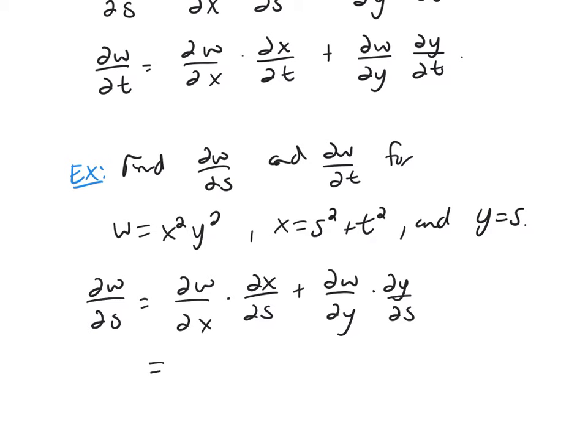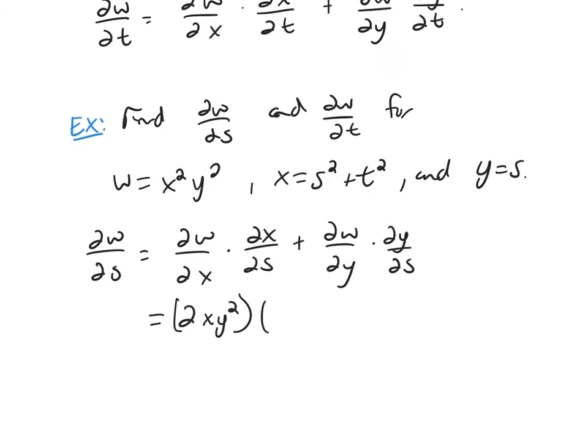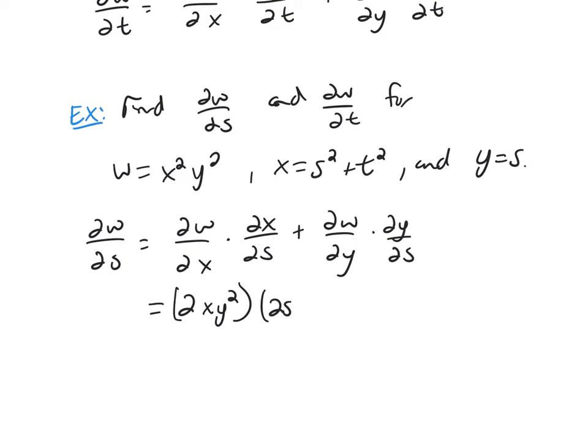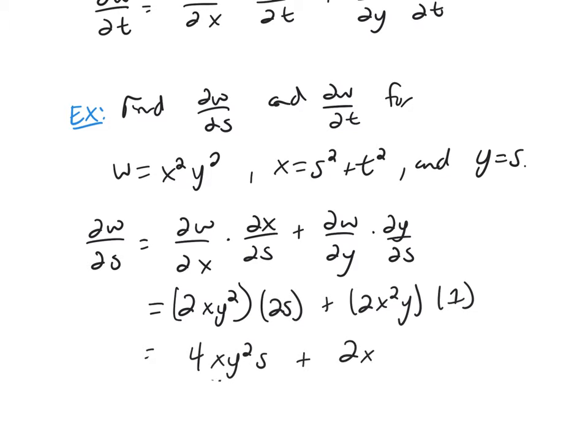So here you get 2xy squared. The partial of x with respect to s would be 2s. The partial of w with respect to y would be 2x squared y, and then the partial of y with respect to s is 1. So you'll get overall, maybe I'll simplify this a little bit, 4xy squared s plus 2x squared y.